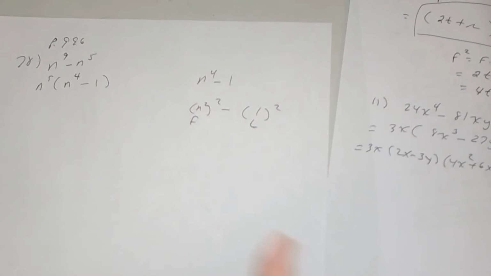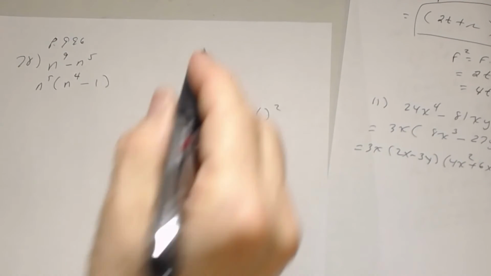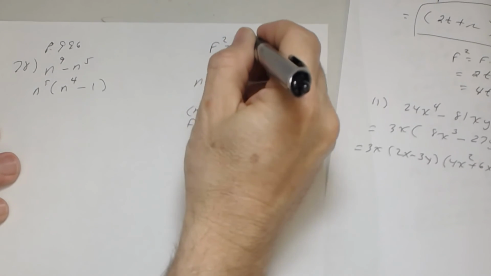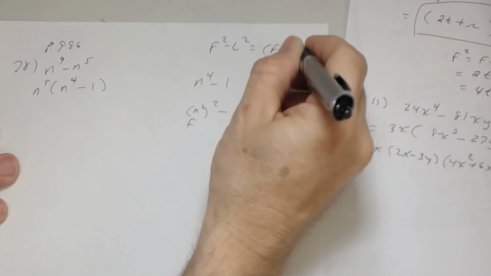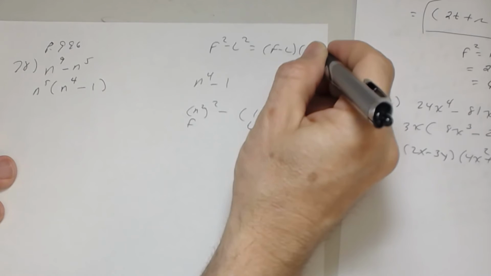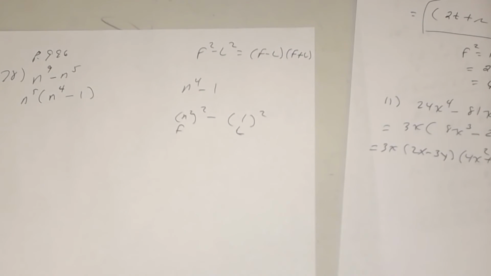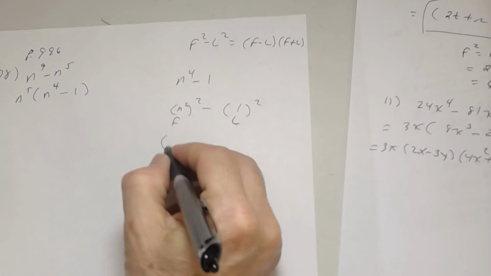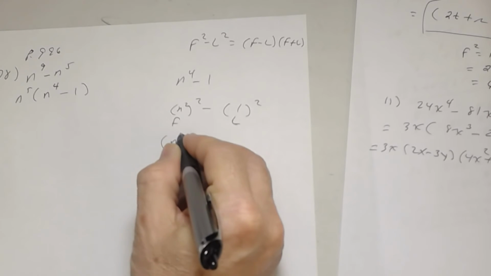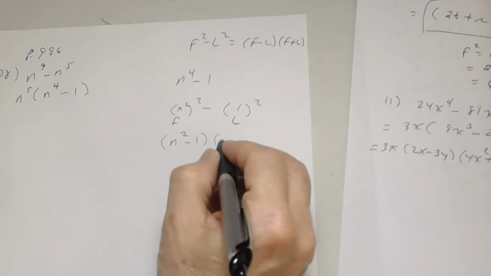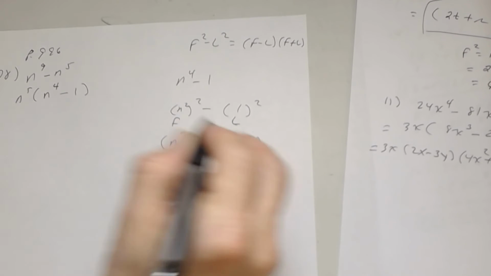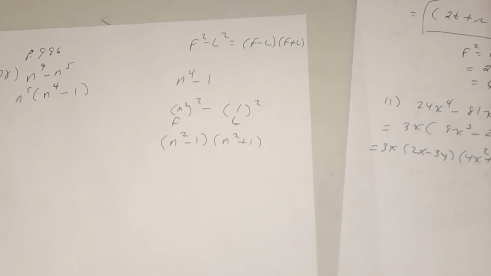Now remember, that's the difference of two squares, though. So the difference of two squares is F minus L times what? F plus L. That's the difference of two squares. So if F is n squared and L is 1, then I can factor this as what? n squared minus 1 times n squared plus 1. So that's where I'm at now.